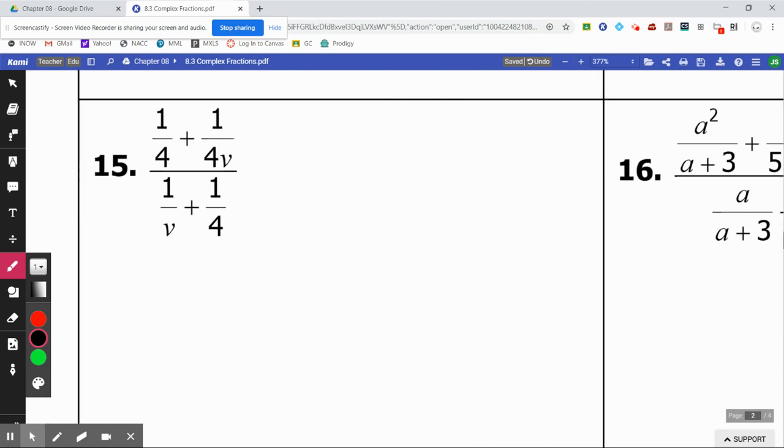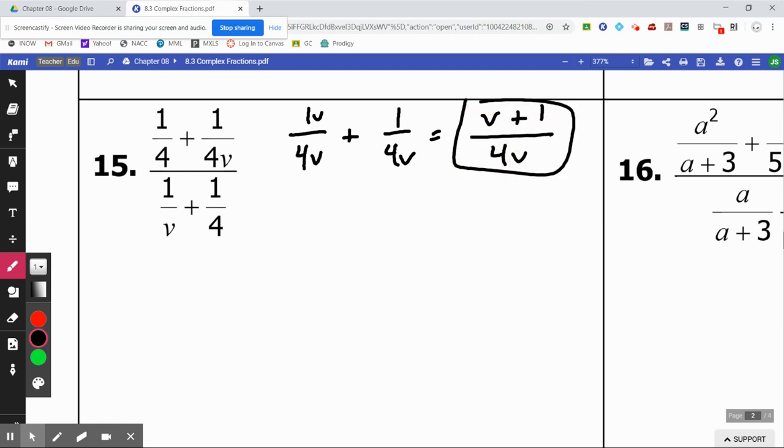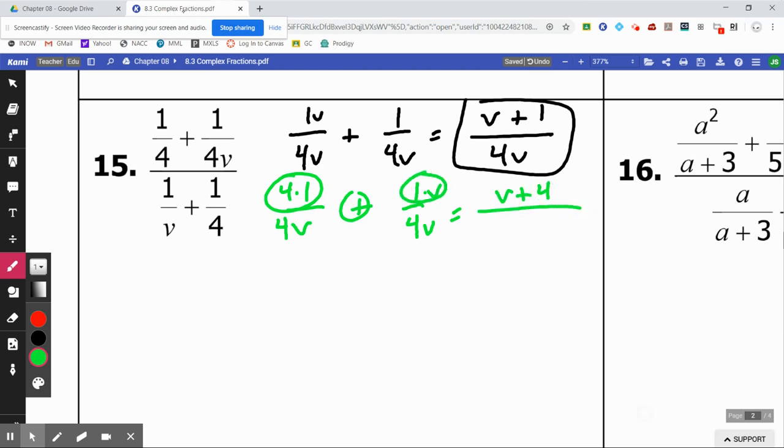The top, you have 1 over 4 plus 1 over 4v. Very easy to get a common denominator, multiply top and bottom by v. And your top is now a v plus a 1 over 4v. There's the top of your fraction. The bottom of your fraction, you have a 1 over v plus a 1 over 4. So you need a 4 here, so multiply top and bottom by 4. You need a v over here, so multiply top and bottom by v. You now have on top a 4 plus a v, which we're going to write as v plus 4 just because it looks better, and then the 4v on bottom. So there is the bottom of your fraction.